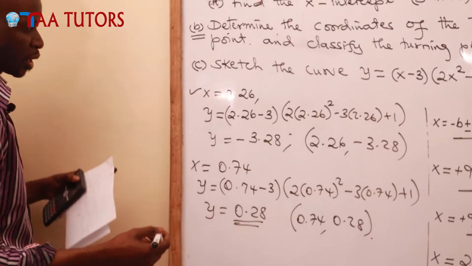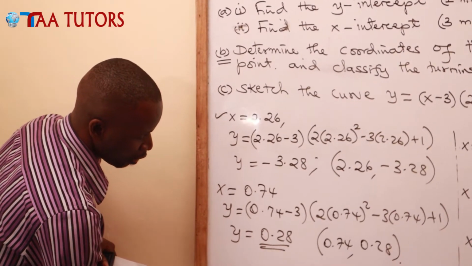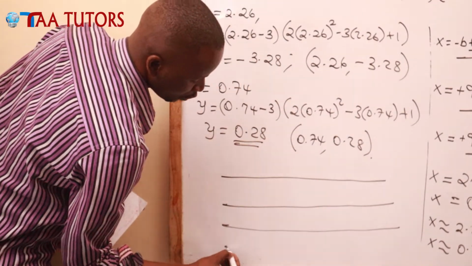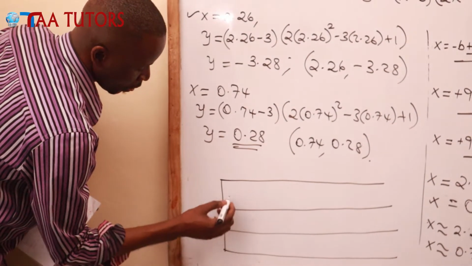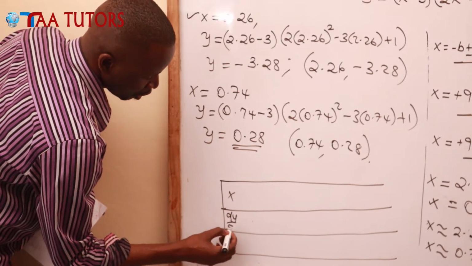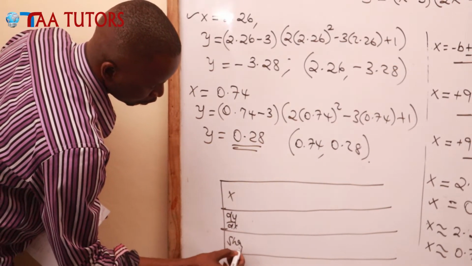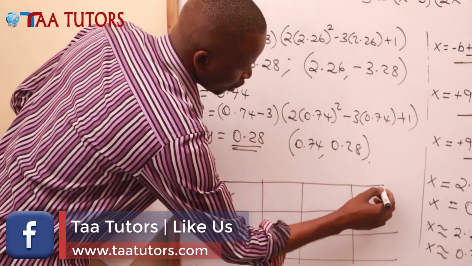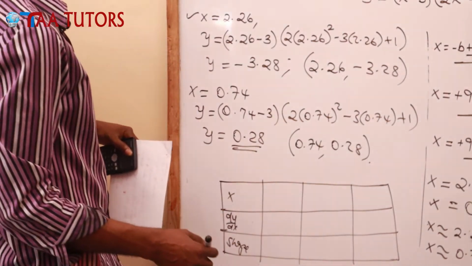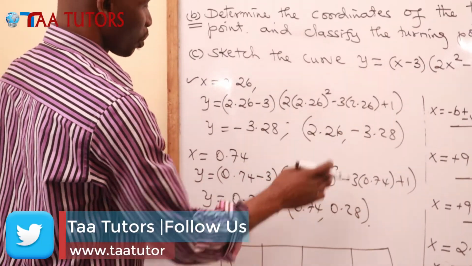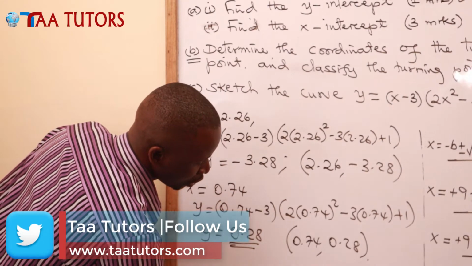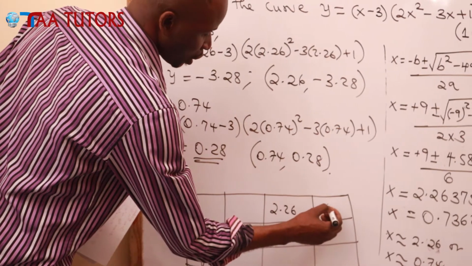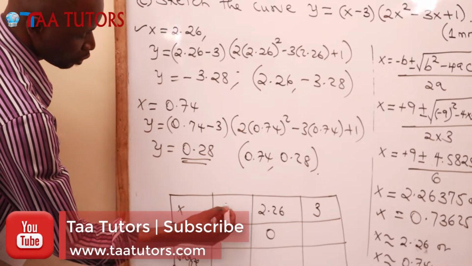Let us go and test, and in testing we use a neighborhood test. So in the neighborhood test, once we test one, we'll know the other one. This is x, dy/dx, and this is the shape. So we divide into 3. Let's start with 2.26. If I take 2.26 as the value where the gradient is 0, a number bigger than this should be 3, and a number smaller than this should be 2.